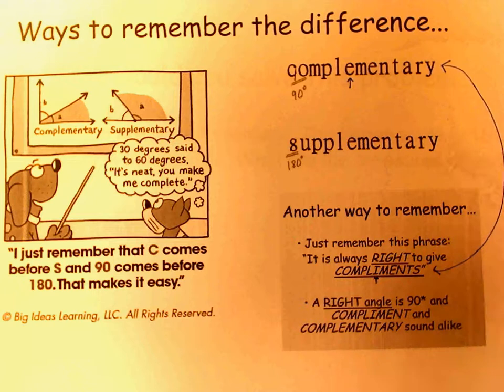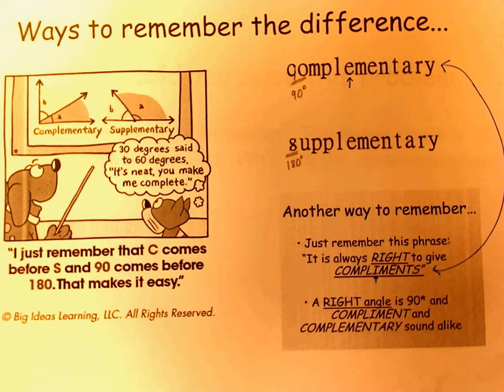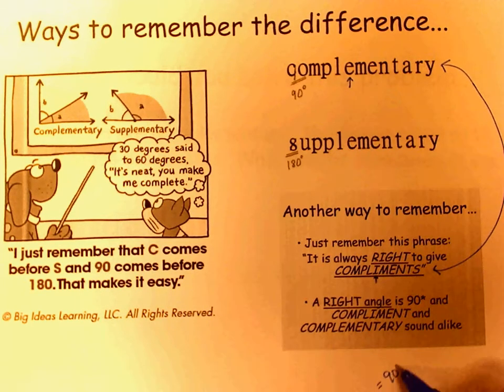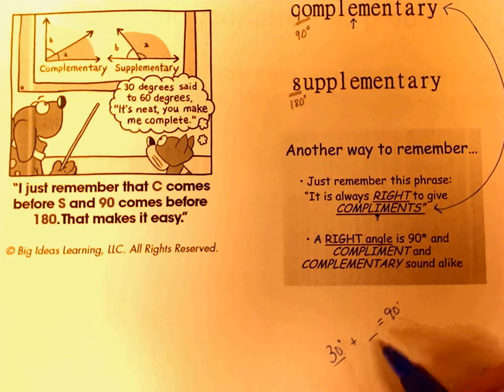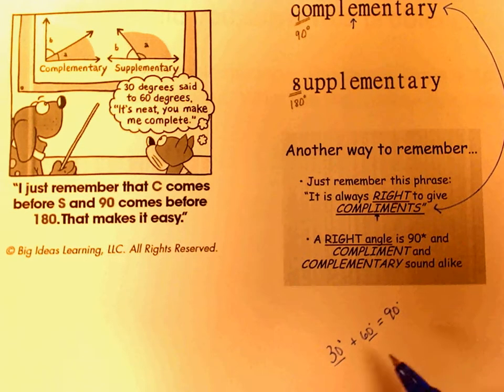So if I want to know what's the complementary angle to a 30-degree angle, its complement is whatever you would add to this to equal 90 degrees. So 30 plus what is 90, that would have to be 60. So a 60-degree angle is the complement to a 30-degree angle.